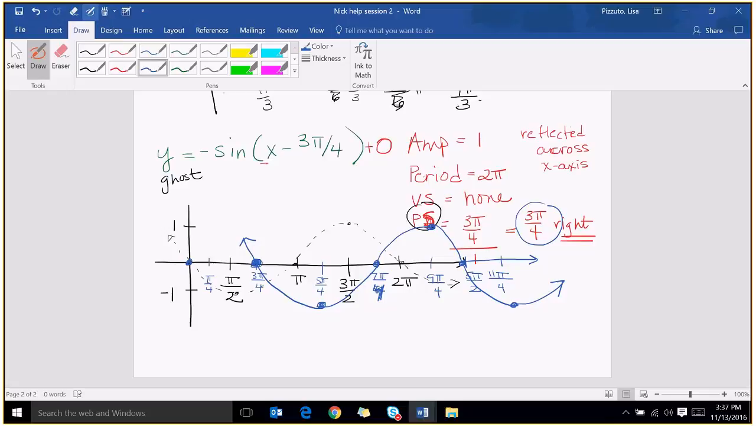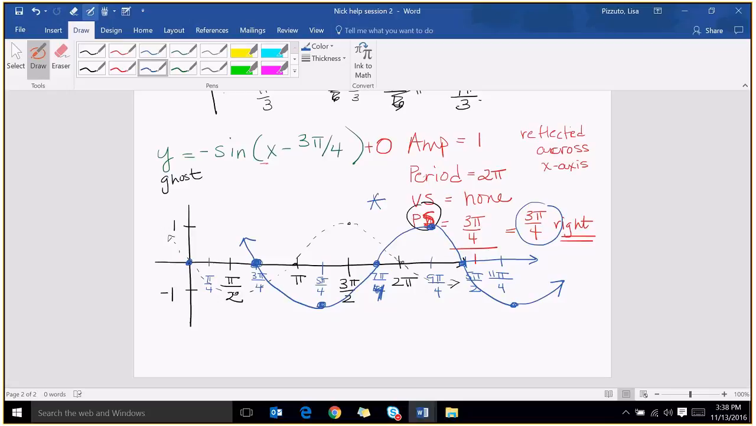Mine looks bad. The phase shifts are probably the most difficult, like the hardest kind of graph you could get, when you've got that phase shift. But do you see how I drew the ghost first? Yeah, you have everything ready to go. Exactly.